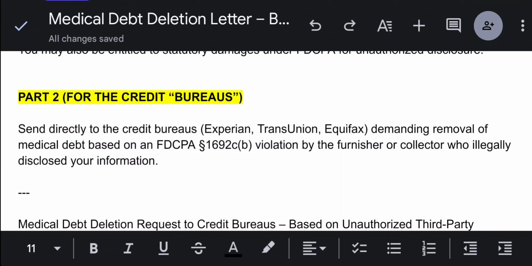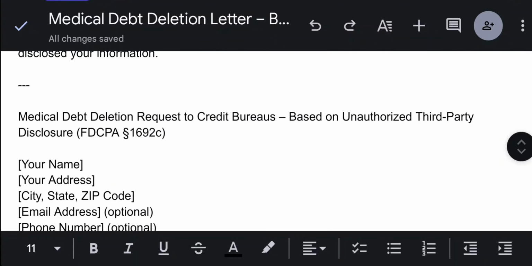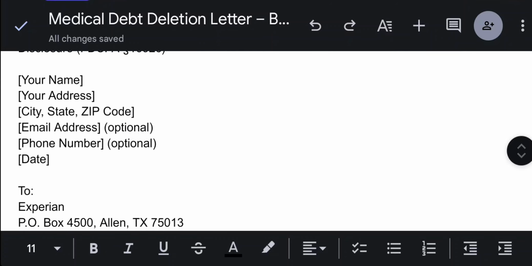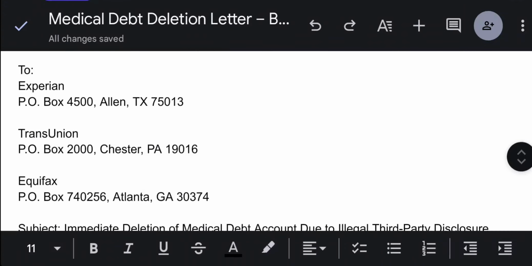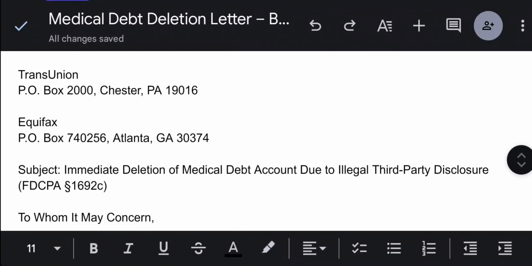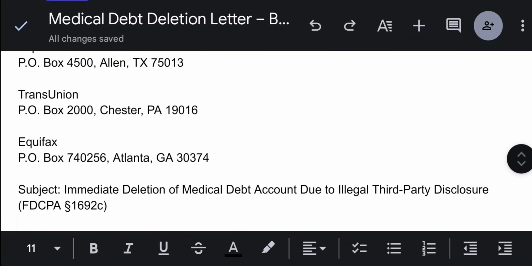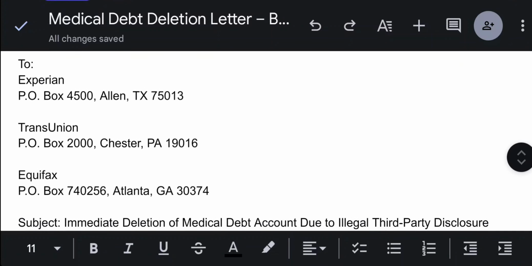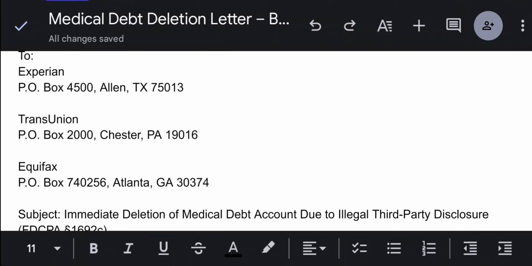So if it was the furnisher, cool. If it was the collector, cool. Either way, your information has been exposed illegally. Now, the medical debt deletion request to credit bureaus based on unauthorized third-party disclosure, FDCPA 1692C, which we covered. Again, you'll put your name, address, city, state, zip code only, and the date, not the email and the phone number. To Experian, this is their address. TransUnion, this is their address. Equifax, this is their address as well. And, if you want to, you can include the fact that TransUnion is an LLC and the fact that Equifax is an LLC. Equifax usually say Equifax Information Services LLC. So you can include that if you choose, but these are the addresses.